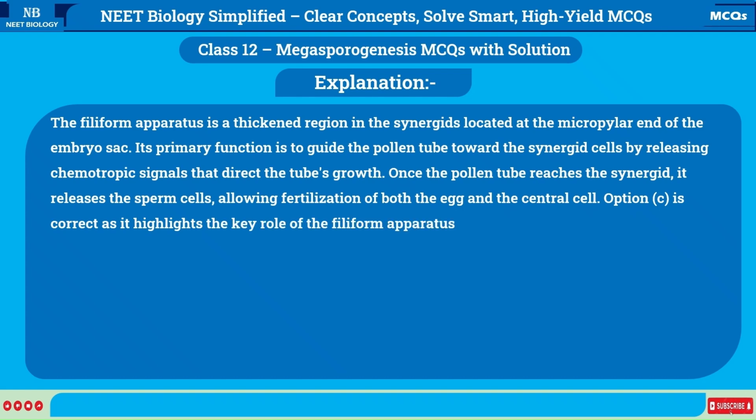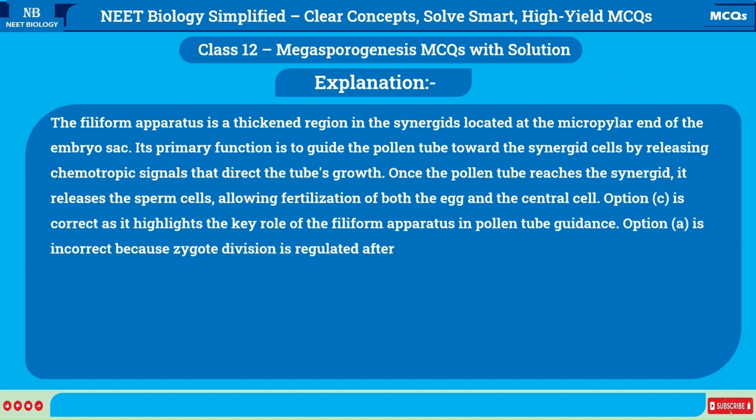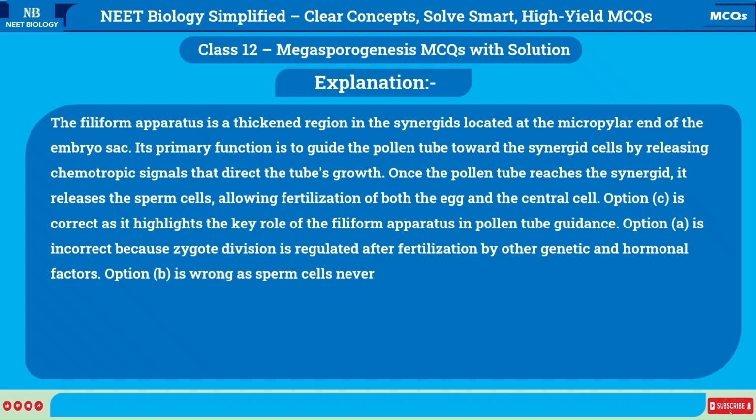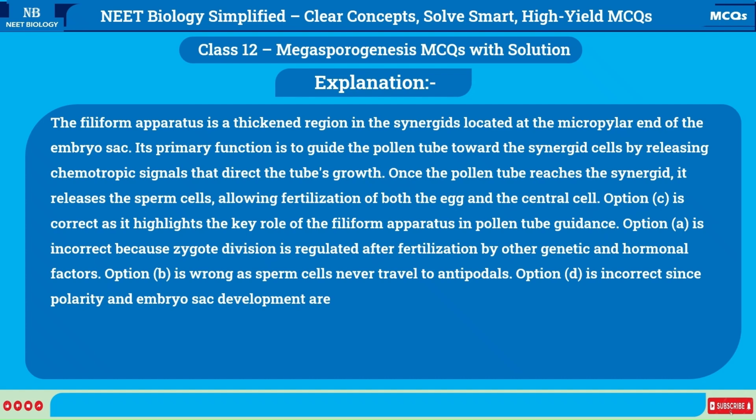Option C is correct as it highlights the key role of the filiform apparatus in pollen tube guidance. Option A is incorrect because zygote division is regulated after fertilization by other genetic and hormonal factors. Option B is wrong as sperm cells never travel to antipodals. Option D is incorrect since polarity and embryo sac development are established earlier, independent of the filiform apparatus.